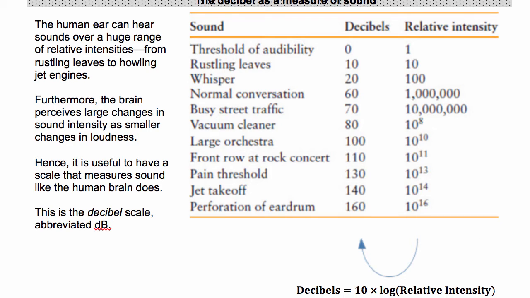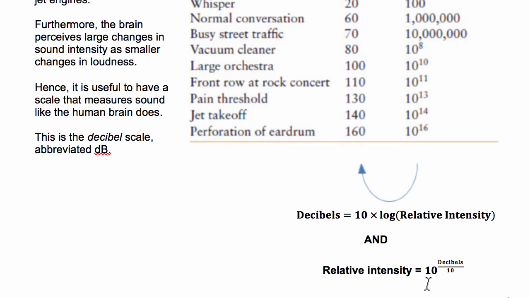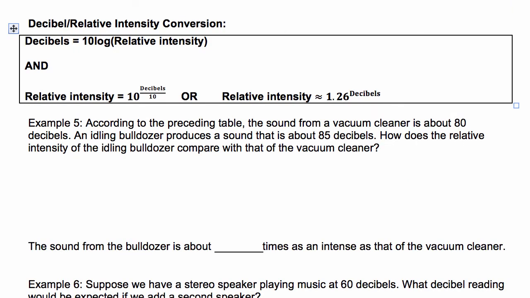Of course, we may also want to get from decibels to relative intensity. To do that, take 10 to the decibels divided by 10. For example, if we wanted to convert 160 decibels to relative intensity, we would find 10 to the 160 divided by 10, or 10 to the 16th. The table below summarizes the conversions.